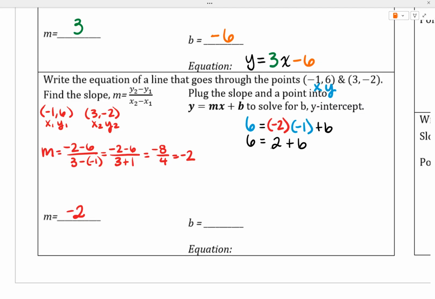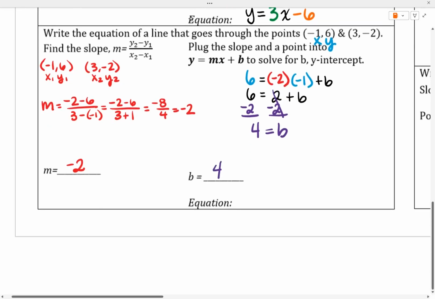To get b by itself, we need to move 2 by subtraction. 6 minus 2 is 4. And that is going to be our y-intercept. Our b is 4. So our equation will say y equals -2x plus 4.